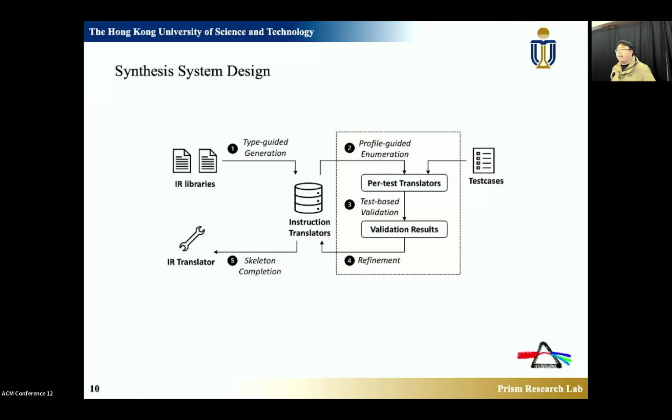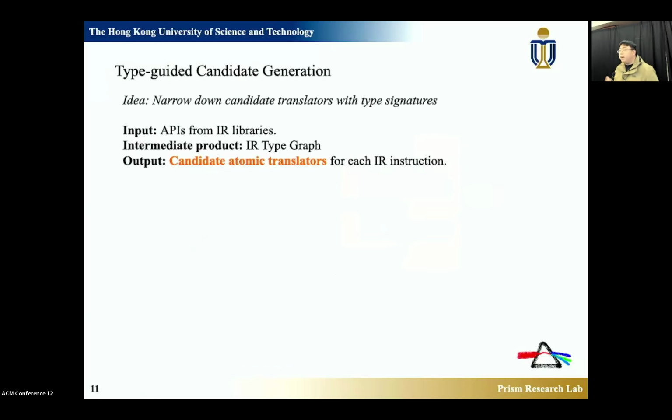Now I will give more details about our technical design. In our first stage, what we want to do is to address a huge search space, and this is the key to achieving an efficient synthesis process. According to our observation, the IR APIs receive some kind of IR construct as a parameter and produce some kind of IR construct as a return value. So we have such correlation or constraint about how to use the value produced by the IR APIs.